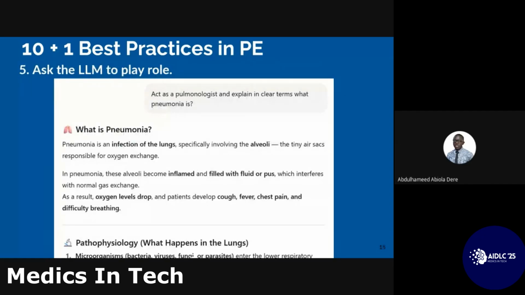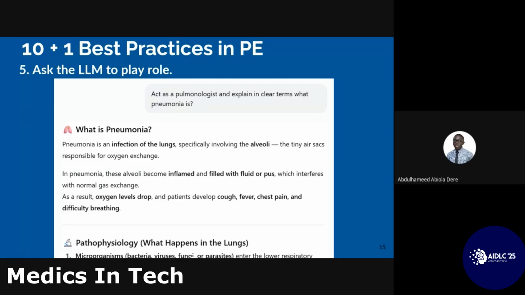Now, the next best practice is asking the LLM to role play. I've already discussed this earlier on, so I'm not going to talk about that one much. That's why you have to know the components of a prompt. You have to give it a role for you to get very good results. Now, I'm telling it to act as a pulmonologist. Pulmonologists are people that treat respiratory conditions, amongst them pneumonia. So I said, act as a pulmonologist and explain in clear terms what pneumonia is.